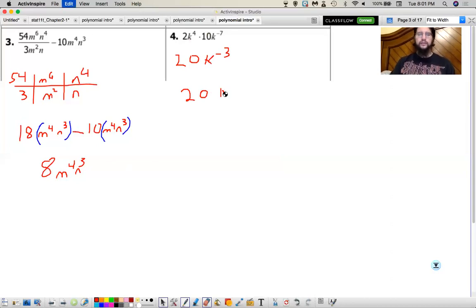So I'm going to do it this way. We basically have 20 times 1 over k cubed. And of course, you can simplify that. How do we multiply a fraction? Numerator times numerator, denominator times denominator. And we're done.